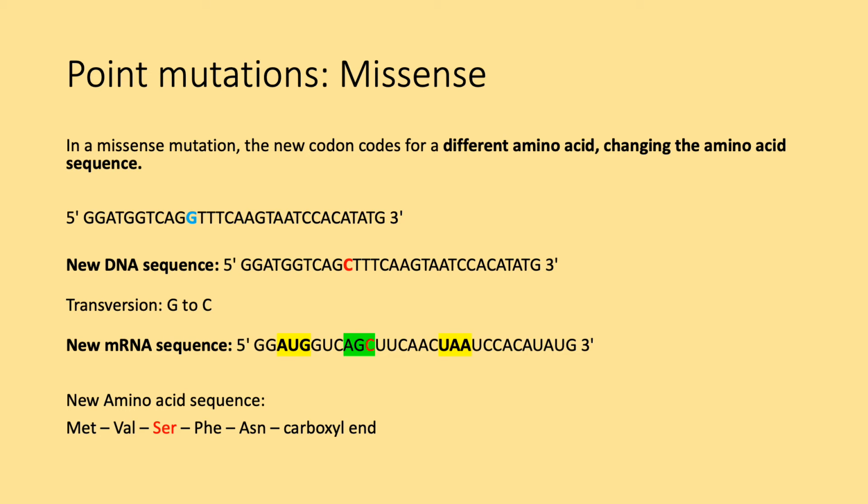In a missense mutation, the new codon codes for a different amino acid, which changes the amino acid sequence in the resulting protein. So for this mutation, it'll be a transversion by replacing one guanine base with a cytosine base. So the new mRNA sequence will include a different codon, and this codon will replace arginine with serine.